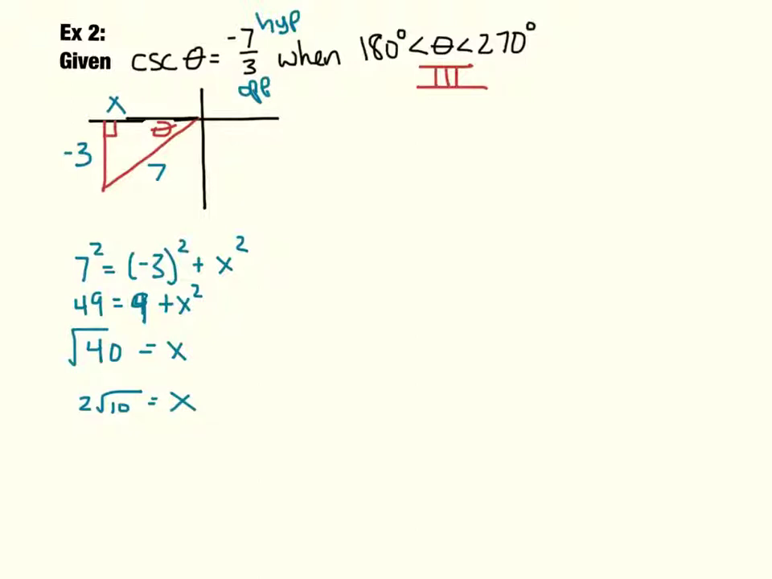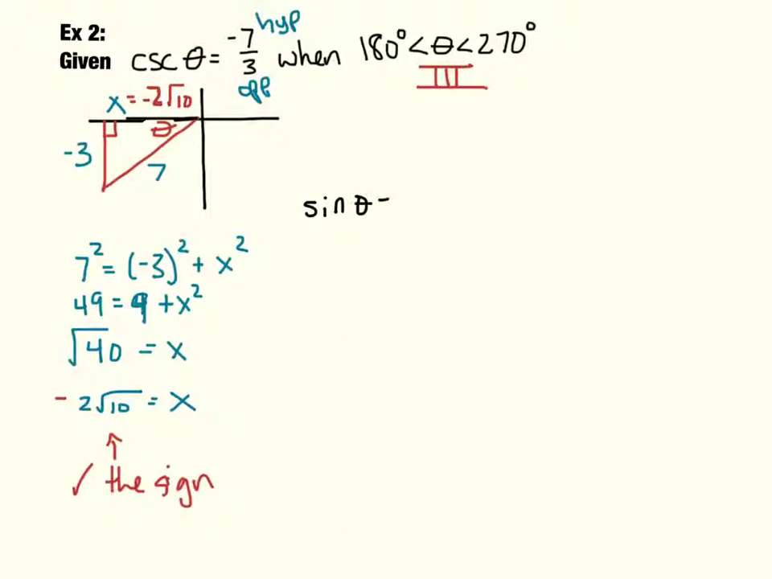Now here, since I found an x, I have to be careful. Anytime you find x or y, you have to be careful to check the signs. Since I'm in quadrant 3, I'm on the left of the y-axis, so all of my x's are negative. So this needs to be a negative 2 square roots of 10. Negative 2 root 10. Alright, now I have all the information I need to find all the ratios.